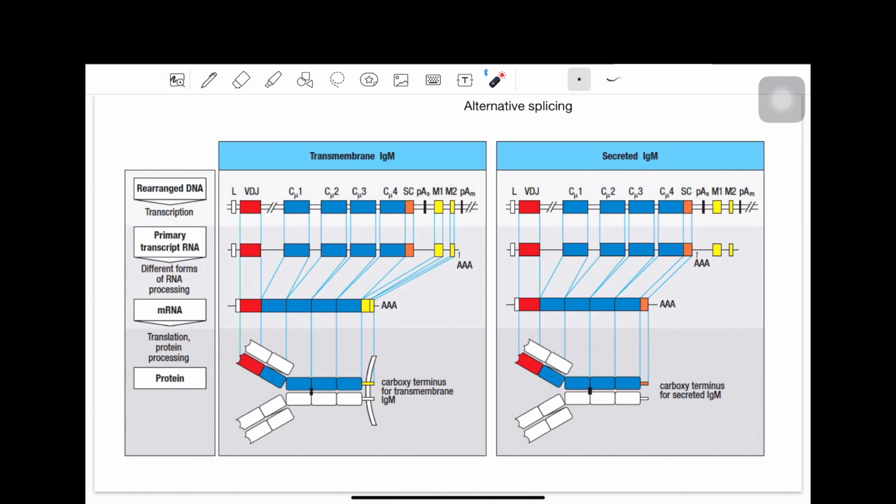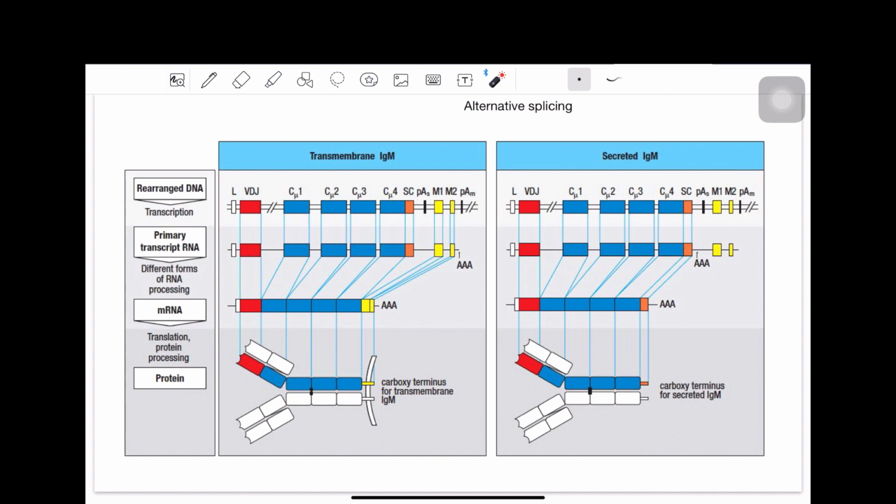Now here we also should carefully look at some other sequences like this one, PAS, which is actually the polyadenylation sequence here, and this is the PAM, which is another polyadenylation sequence. So why are these two polyadenylation sequences present here? We will see. There are also these two regions here, M1 and M2.